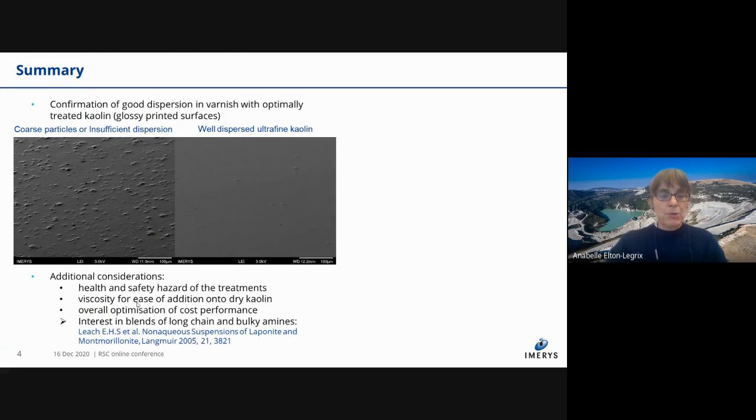And we've basically put the treated clay back into the ink and then done some printing tests, and we can see that we got a very glossy surface. And here's an example of a very smooth layer with no kaolin sticking out of the surface.